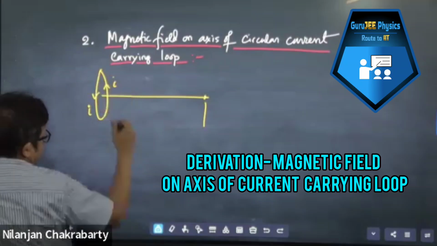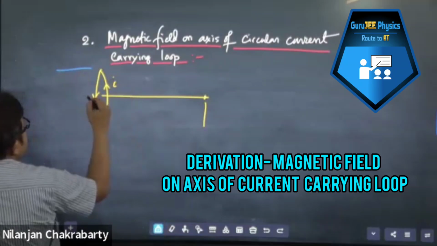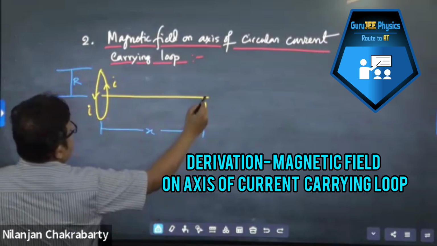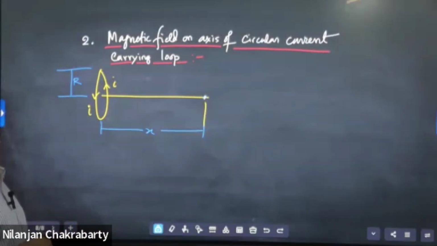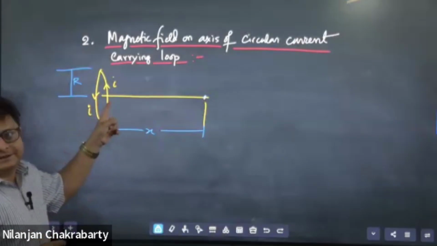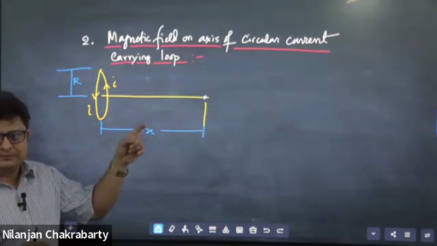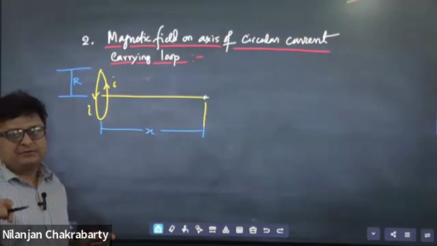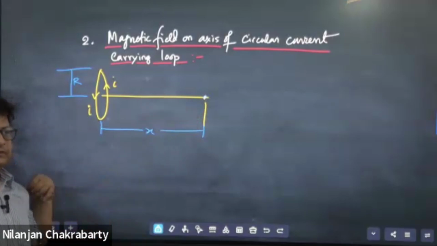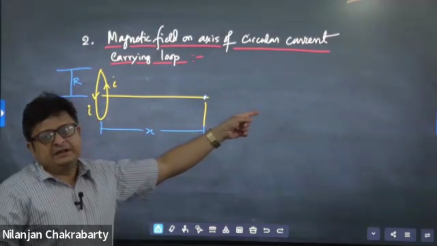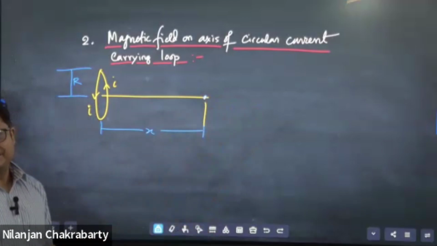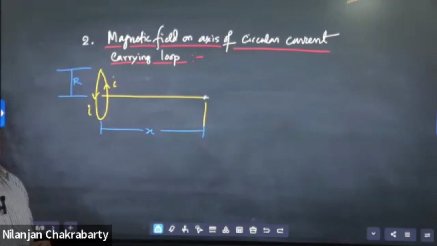This is I, and say this is the radius, make it capital R, and this is the distance x. So what will the field be at this point, slightly? We have found the field for a special case, x equal to 0. For x equal to 0 it is mu naught I by 2R, but for any general value of x, obviously the field will be in this direction. It has to be in this direction, right?